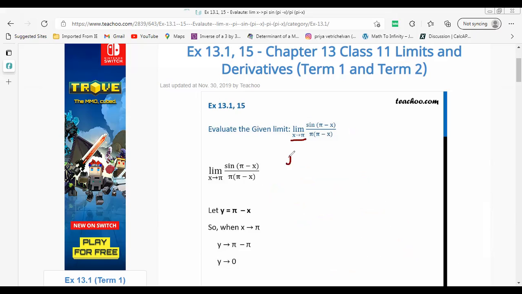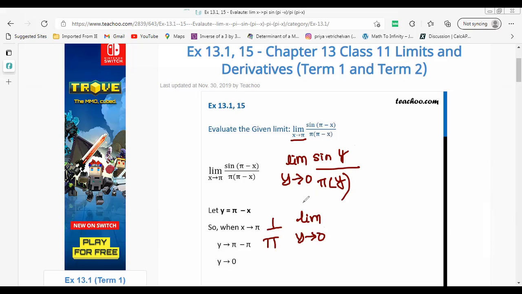Here I can substitute the limit y as 0, and sine of pi minus x is sine y. In the denominator you do have pi, so write the pi as pi itself, and the expression pi minus x will turn into y. So now I can rewrite this as limit y approaches 0. Take this pi outside of the limit because that is constant. It's 1 by pi, limit y approaches 0, sine y upon y.